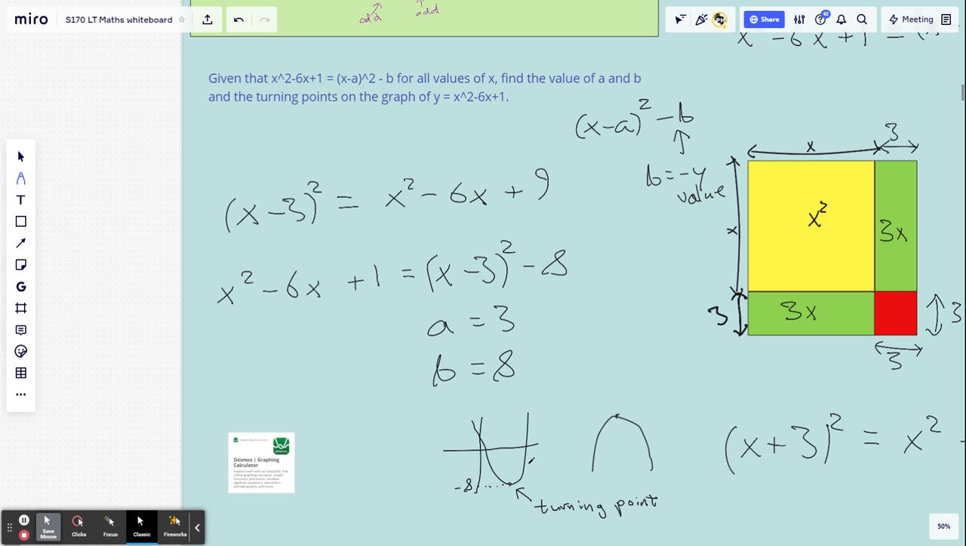And then if you plotted it on your graph, you'll notice that that's 3, so that a is the x value for the turning point, and this is the positive x value. Because they've done take away 3, the coordinates of the turning point are going to be 3, -8. Okay, so that's completing the square when b is a negative number.